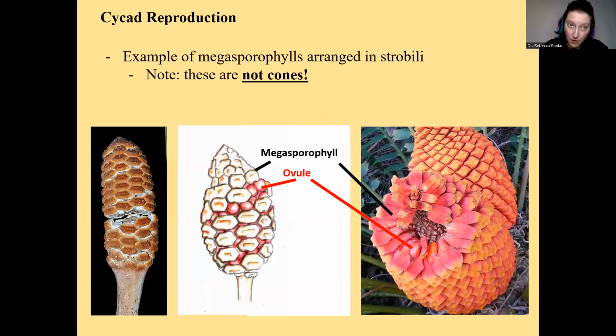Remember, cycads don't have cones. So the book may say cone, you might see cone online. Only conifers have cones. Cycads don't have cones, they have strobili. I pointed this out last time.